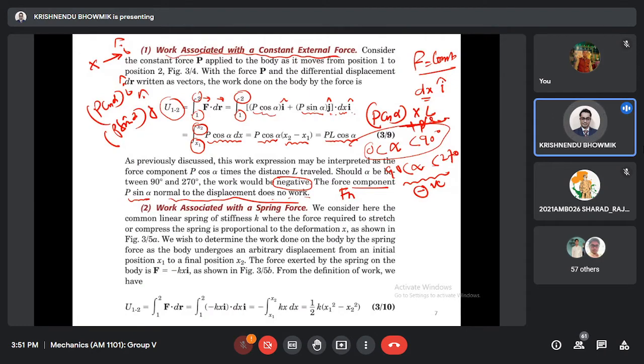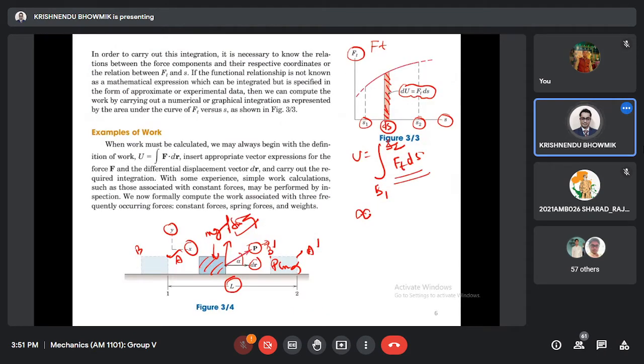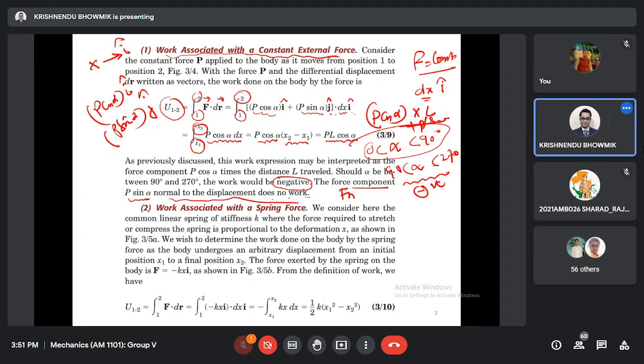If it is not constant, then it will be in integration form. Say, for example, Ft is given as a function of some position vector S or displacement. Then we can do the integration to get the work done. So this work done, WD, with constant force, we told here, it may be with spring force.